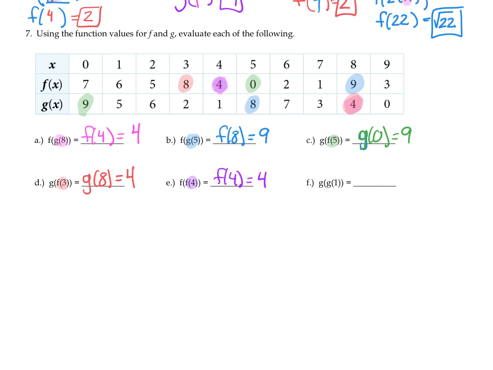In this last one, I'm going to find g of 1 first. g of 1, so go to where x is 1, go to the g function, I get 5. So then I'm finding g of 5. So go to where x is 5, go to g, and my answer is 8.